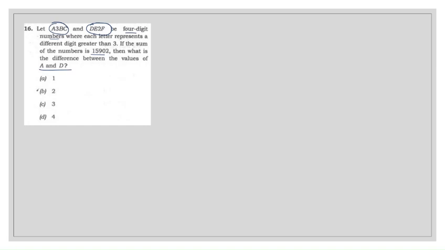So to find out the difference between the values of A and D, we must know the values of A and D, right? Only then can you find out the difference. Since the biggest clue is that this sum is equal to this, we'll write these two numbers in this form, A3BC, and then DE2F. So we know that the sum is equal to 15902.